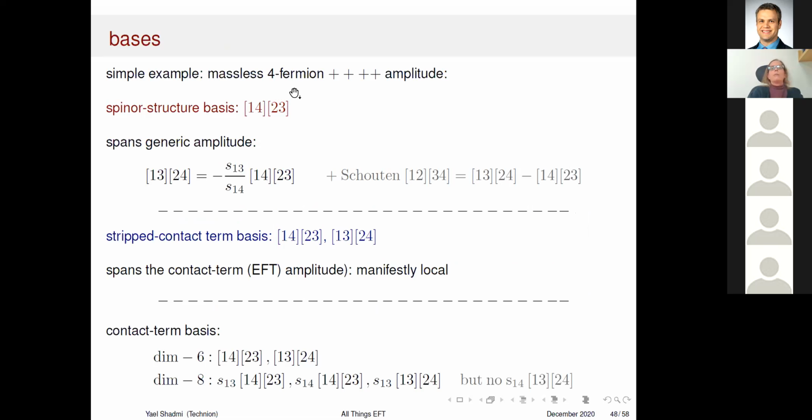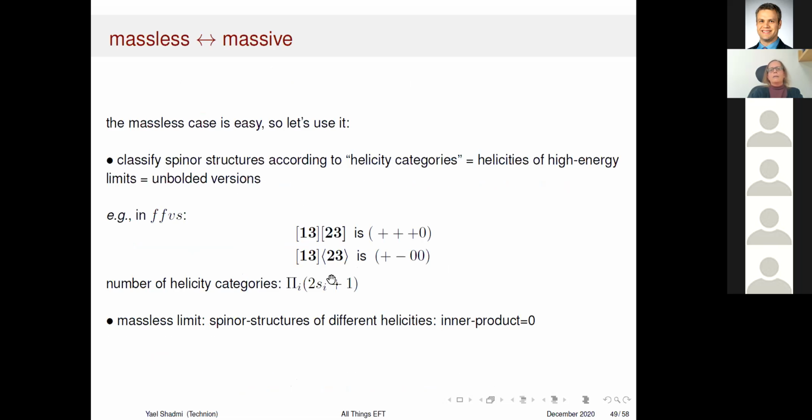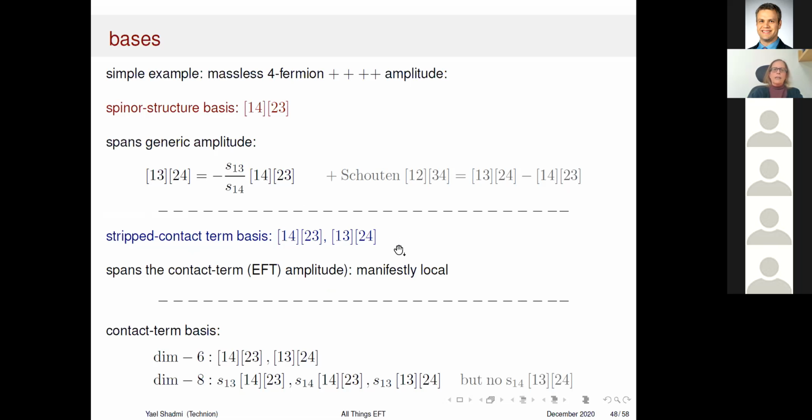Let's take a massless 4 fermion amplitude with all plus helicities. The spinor structure basis has just one element, this one, and it spans the generic amplitude. So I can write this 1324 structure as this 1423 structure up to this ratio of invariants. And the Schouten identity allows me to write this combination in terms of these other two. However, if I'm interested in the stripped contact term basis, I really want to keep both of these, because I don't want to allow negative powers of the invariants. So to span the contact term EFT amplitude, which is manifestly local, these are the things that I need.